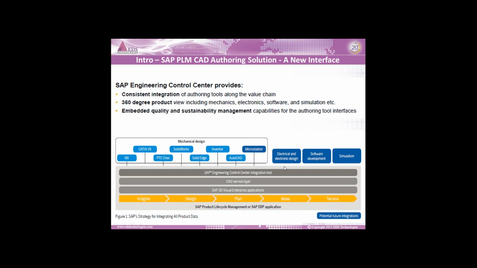Electrical and electronic design CAD solutions can also be integrated very well within the SAP Engineering Control Center, as SAP is constantly working on this as a potential future integration platform for integrating all these third-party applications, be it mechanical CAD platforms, electrical or electronic CAD platforms, or any in-house developed software components, as well as simulation software available in the market. So it brings about a consistent integration of authoring tools across the value chain.